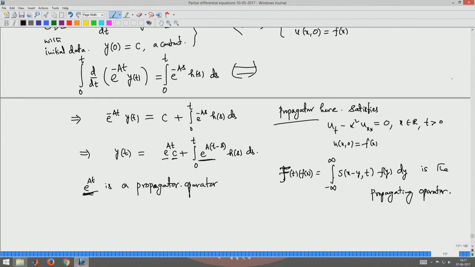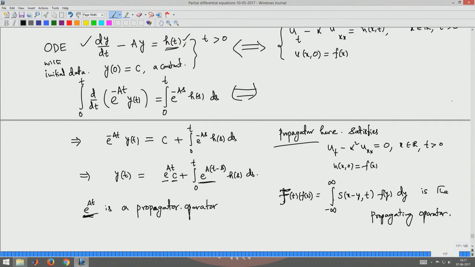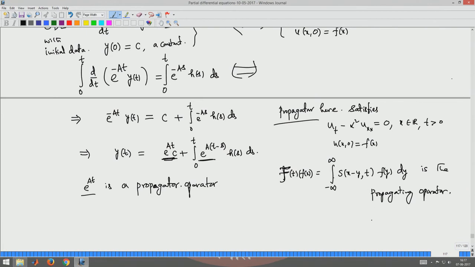I am just guessing, okay. Just based on this, for the ODE, we see that this is the propagating operator. In this case, which is actually the homogeneous solution acting on this, e power at c is the propagating operator acting on the initial data c. So, we draw the parallel here. So, this is the propagating operator.